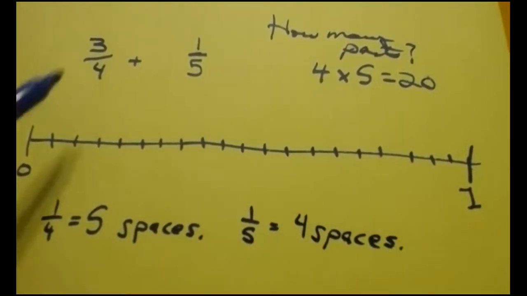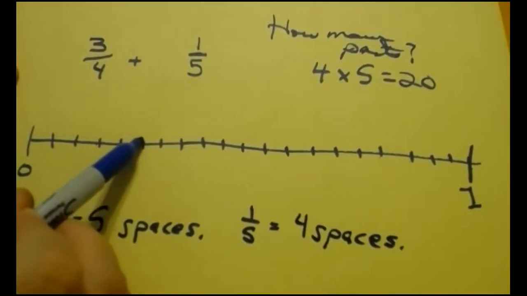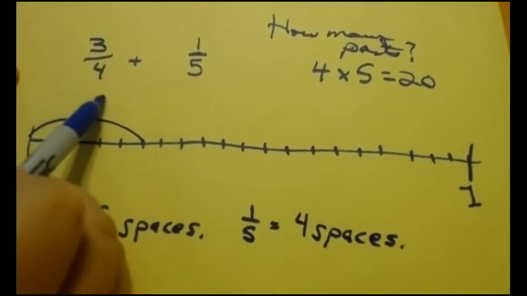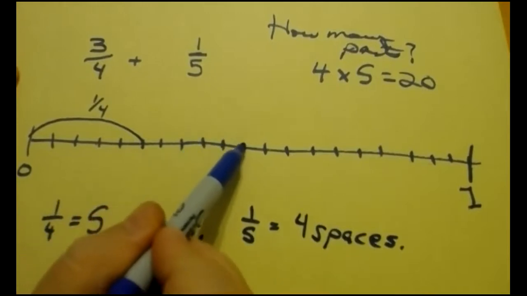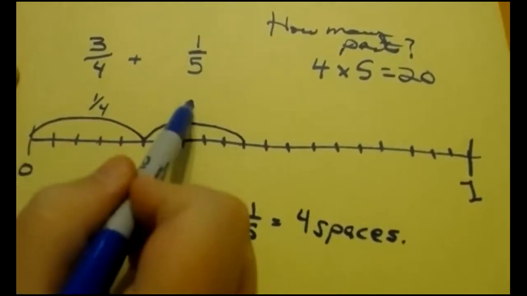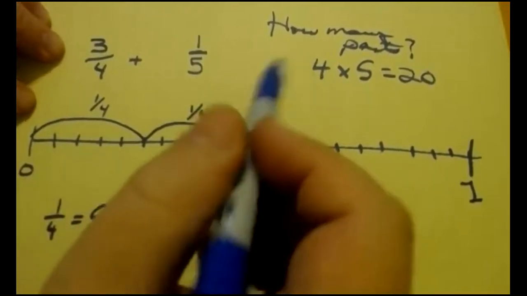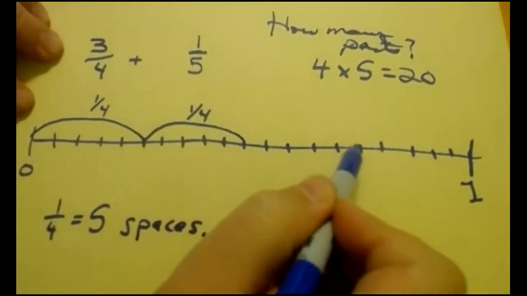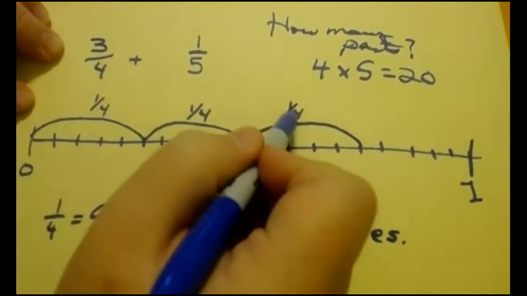Using that information, let's try to represent 3 1/4s. So 1/4 will be 1, 2, 3, 4, 5. Another fourth will be 1, 2, 3, 4, 5. One more fourth, because I want 3/4. So 1, 2, 3, 4, 5. All right.